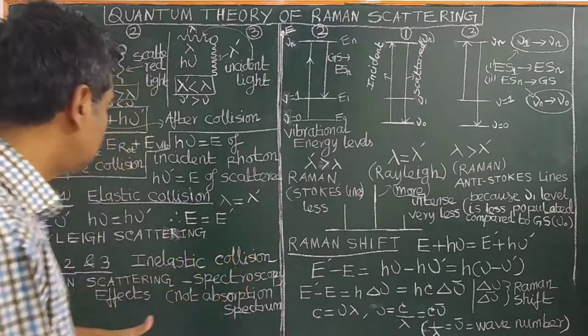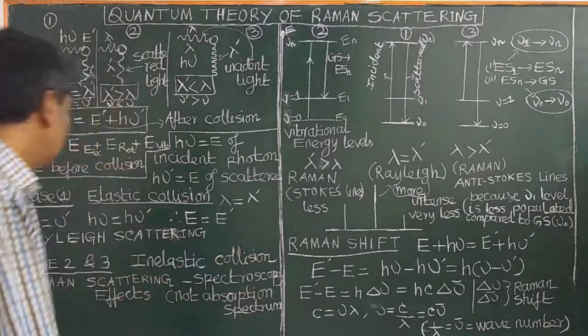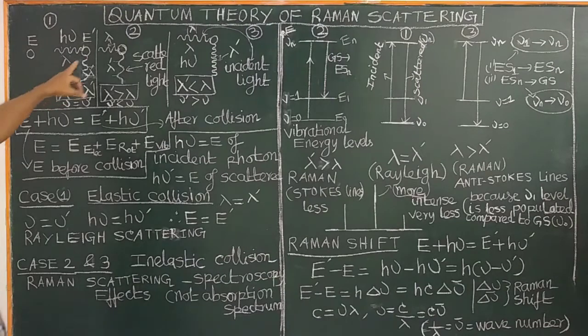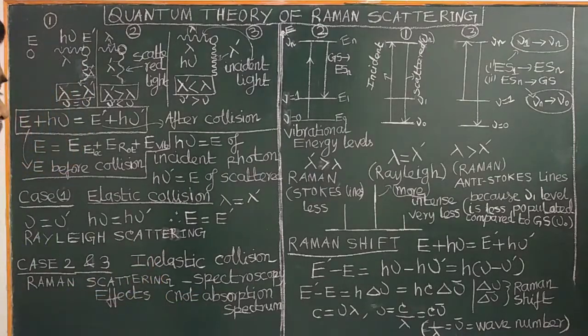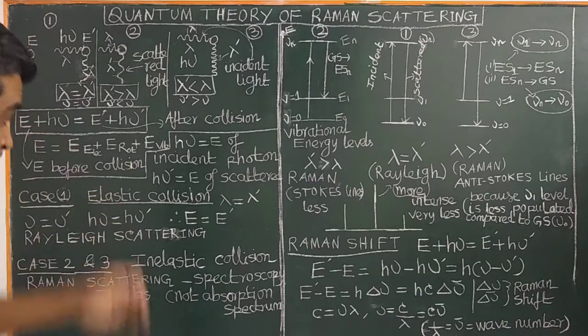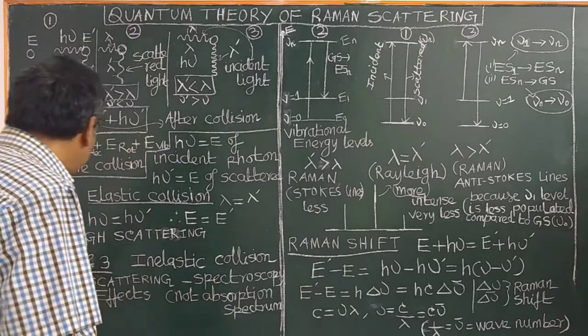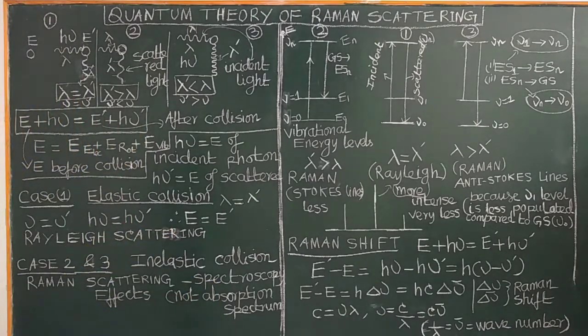Raman scattering occurs due to inelastic collision between the incident photon and the molecule. Raman scattering is also called the Raman effect. What is Raman spectroscopy? Raman spectroscopy is based on Raman scattering. After Raman scattering was discovered, Raman spectroscopy was developed. It is used to characterize a molecule or a compound.